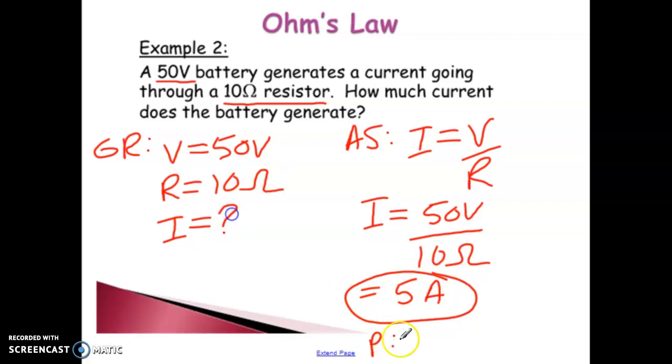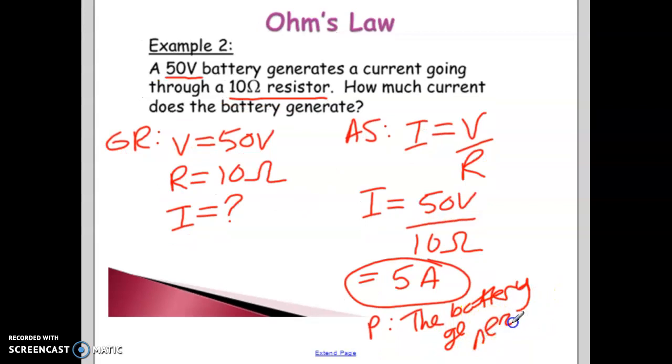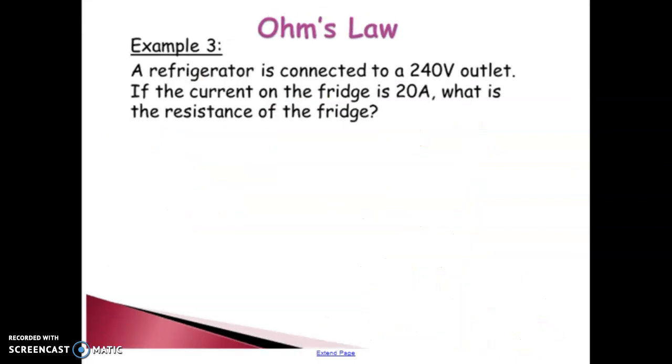For our paraphrase, we can say the battery generates, I'm running out of space here, generates 5 amps. We'll do one more example together, and then you'll practice some questions when you're doing your homework for this week. So if you look at the next thing that's assigned.